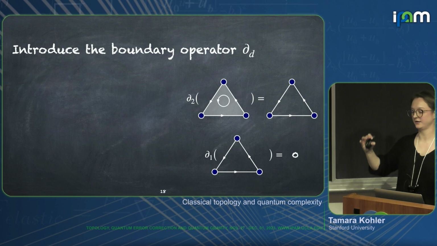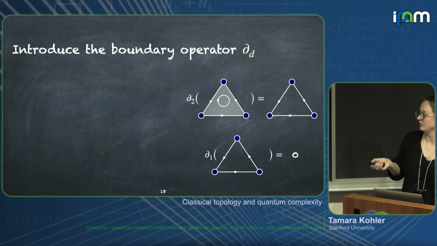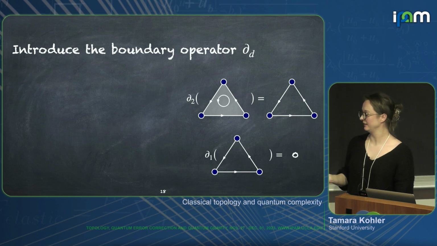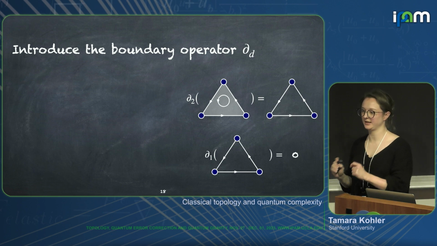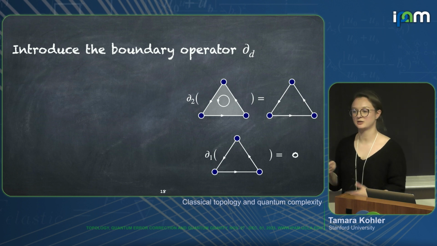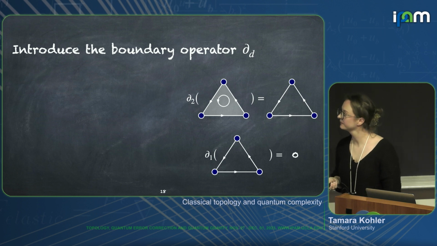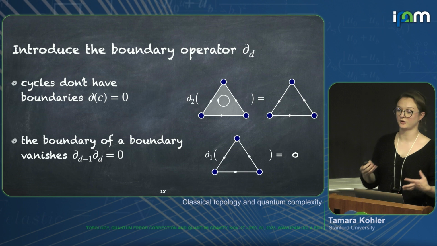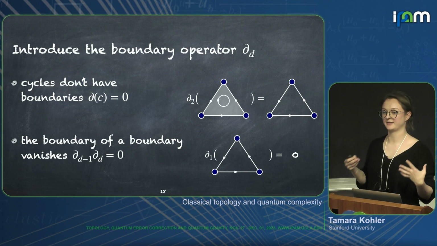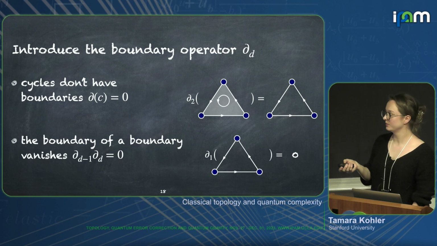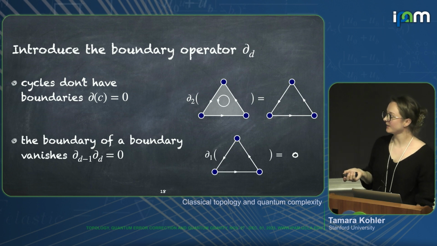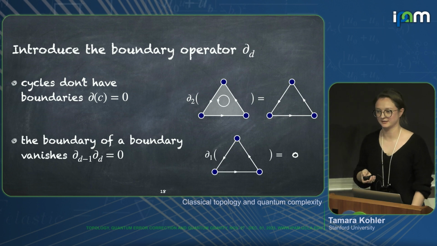You can also extend this to chains of simplices by linearity, and what you'll get is, if you act on the boundary of this triangle with a boundary operator, you find that each of these vertices is added twice with opposite orientations, so you end up getting 0, which is what we expect. The boundary of a boundary vanishes. Okay, so there are a couple of properties of the boundary operator. The first is that cycles don't have boundaries. That's what we mean by a cycle, something that doesn't have a boundary. So if you act with the boundary operator on any cycle, the output will be 0. And as I said, we also have that the boundary of a boundary vanishes.